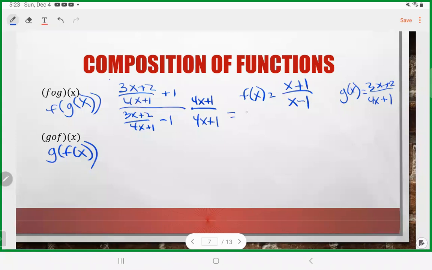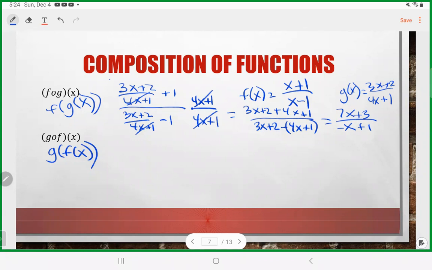All right, so it's just going to be 3x plus 2 because these cancel. These cancel. 3x plus 2 plus 1 times 4x plus 1, which is 4x plus 1, over 3x plus 2 minus 4x plus 1. And you can see if you simplify, it's just 7x plus 3 over negative x plus 1. So that's how you do compositions of functions that have fractions in them. You can multiply that denominator. We're going to do an example on that, I think.